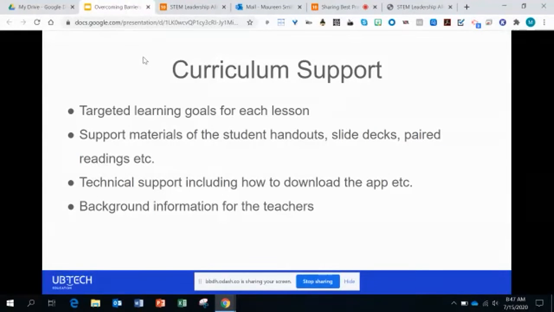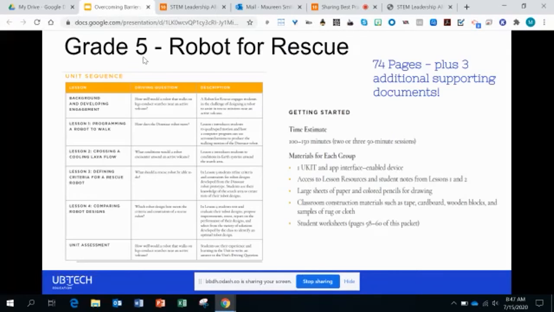And so here, about the curriculum. That's all about the robotics and the kits themselves. But what I have found very different is that this isn't just building a robot to build a robot. There is curriculum that is tied to the new science standards. I'm going to go through this quickly. This is pieces from a 5th grade robot for rescue. The curriculum itself is 74 pages for one unit, and there are 3 additional supporting documents with that.